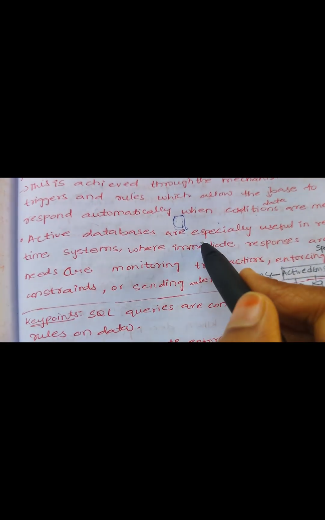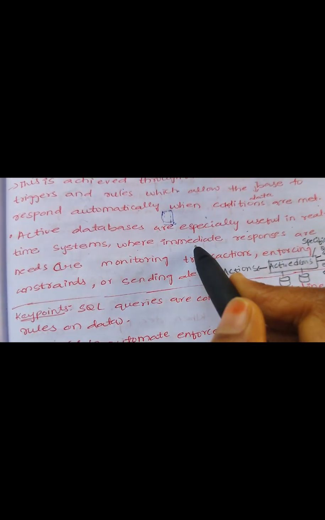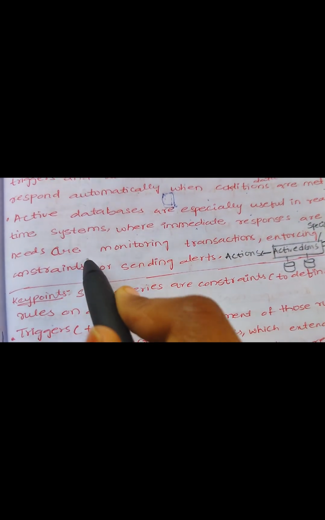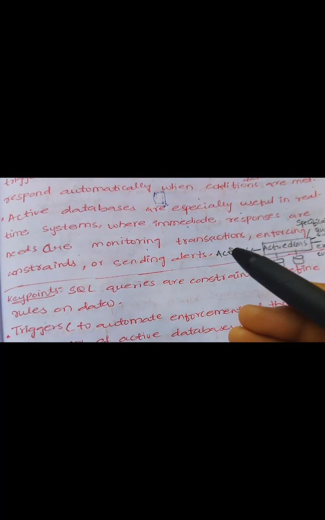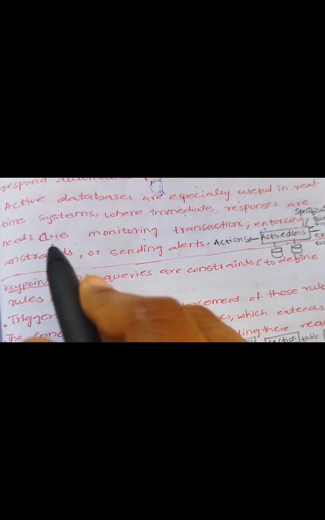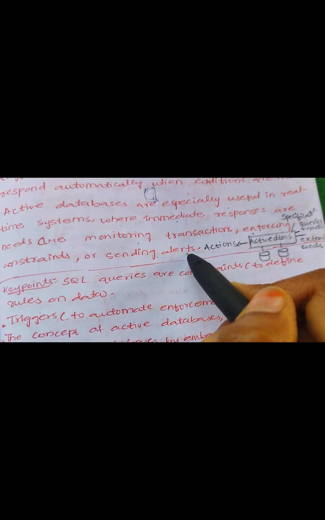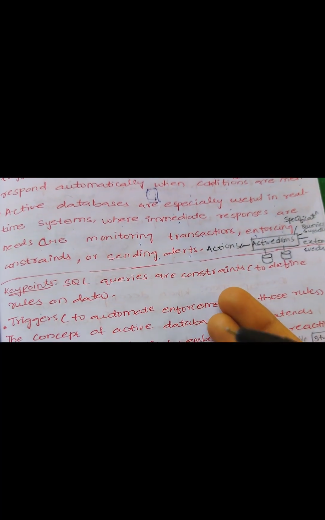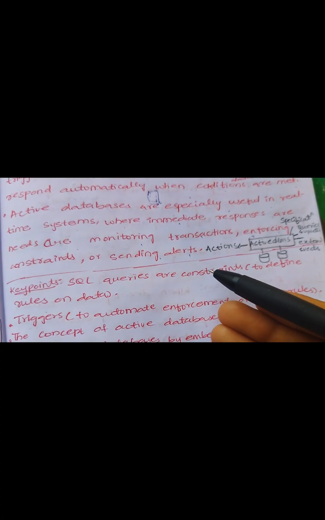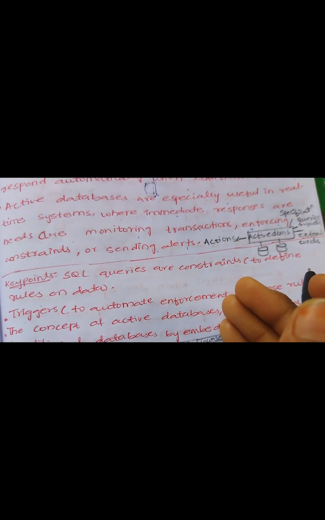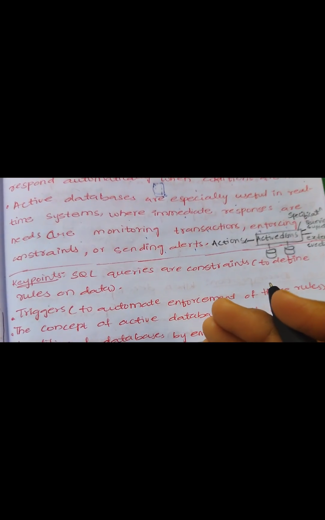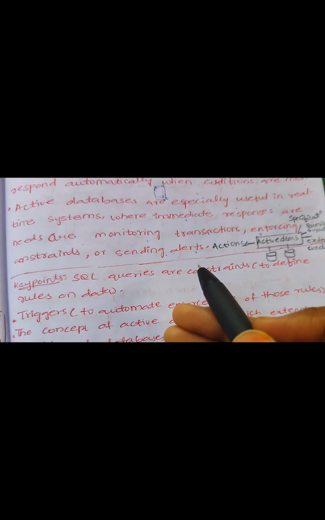Active databases are especially used for real-time systems where immediate responses are needed, or for monitoring transactions like PhonePe and Google Pay. They enforce constraints or send alert messages, like when you need to update your system or prepare for an exam. If there is any special day occurrence, it will give us alert messages. It is used for alert messages.